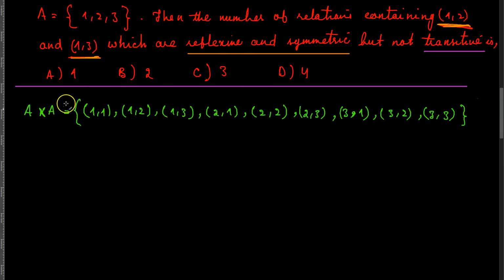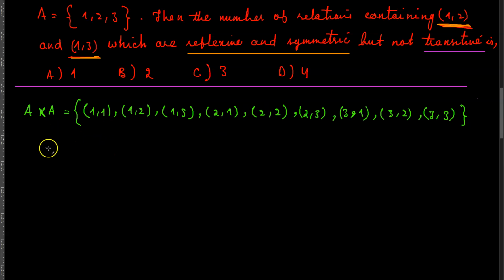Now, any relation that you define on this set A is a subset of this Cartesian product of A and A, meaning that it could be the whole set itself, or some subset of the set based on some rule. For example, the rule that we have right now in this particular case is that (1, 2) and (1, 3) must belong to that relation. It must be reflexive, it must be symmetric, but it must not be transitive, right?